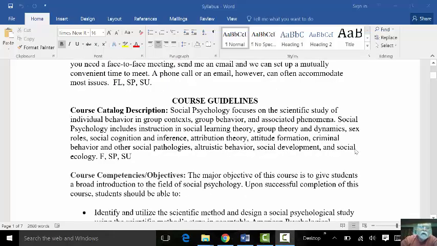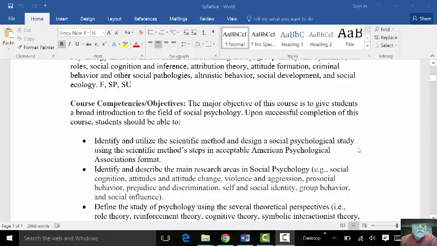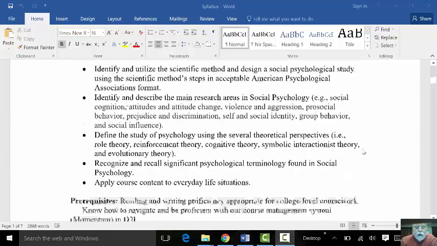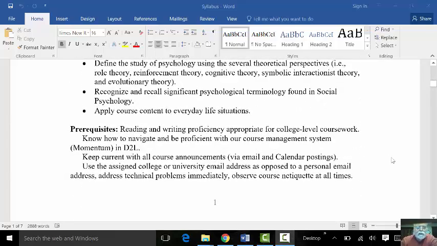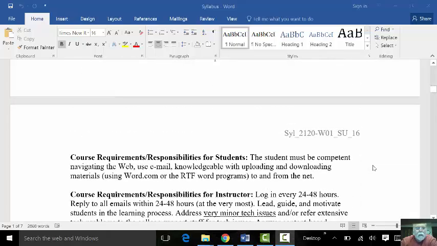Course catalog is what is taken from our syllabus or from our school documents. The course competency is the objectives, what we hope that you're going to be able to achieve by the end of the semester. And the prerequisites, obviously this is a college level course, so we assume you have the ability to read and write and do work on the net, Momentum, our D2L system.